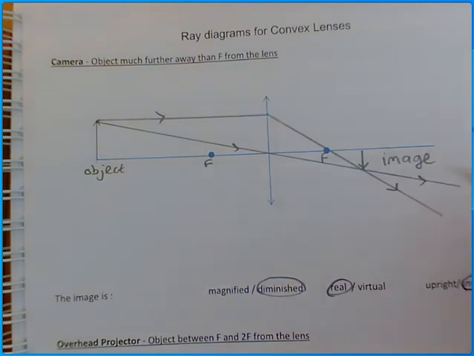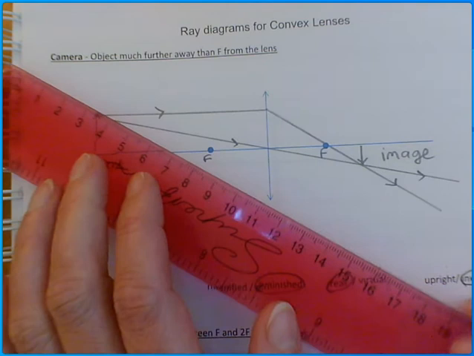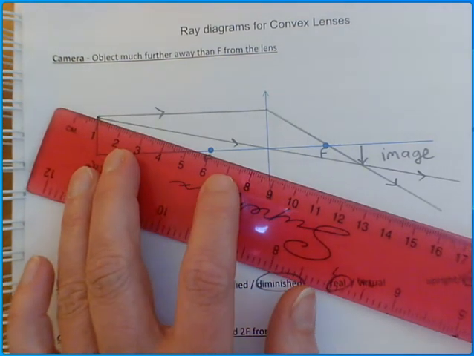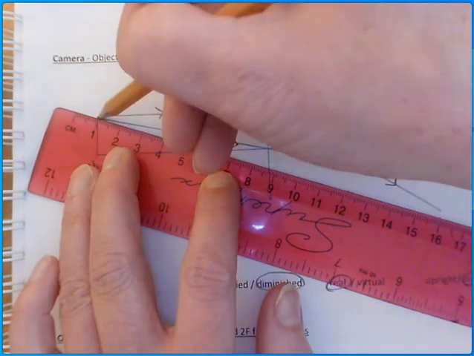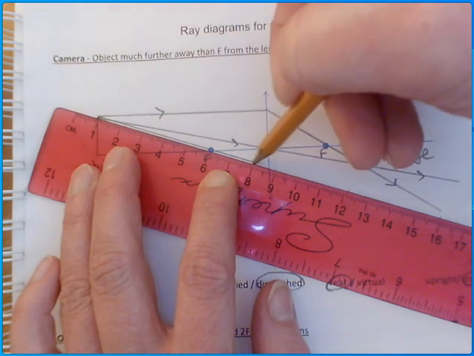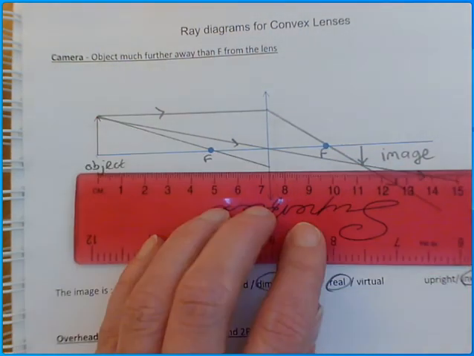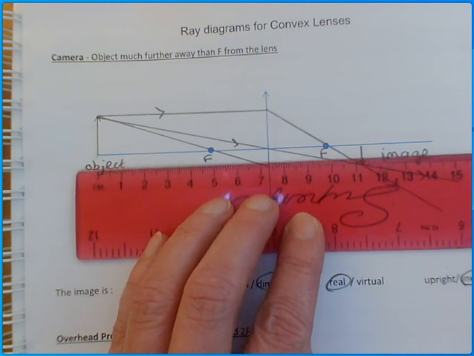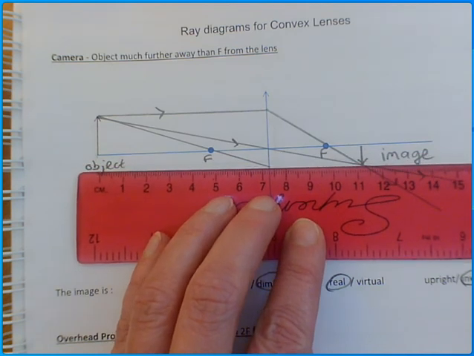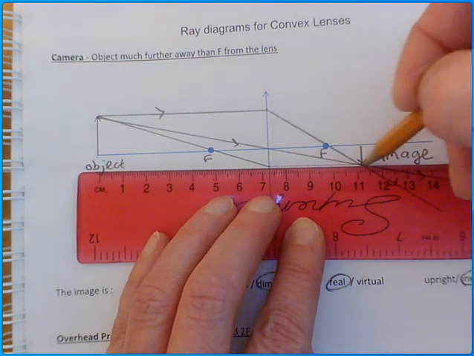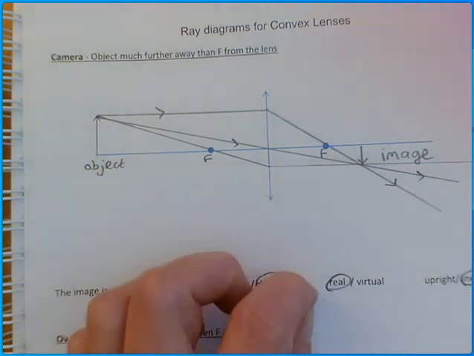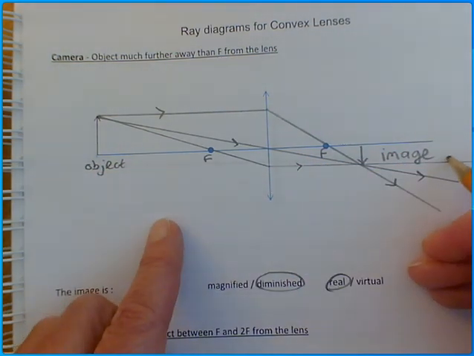If we wanted to check if we've got this right, we can always put in our ray number 3 of our 3 important rays, which, if you remember, comes in through the principal focus and then it leaves parallel to the principal axis. And if you notice, that actually passes through the same point.